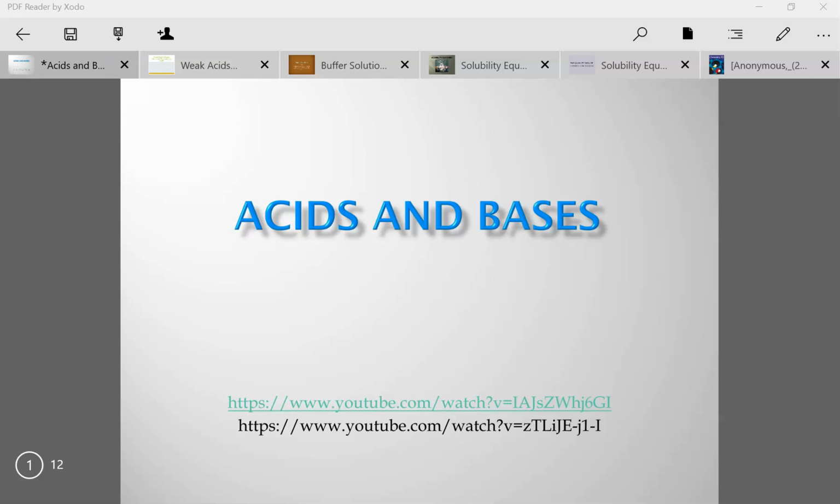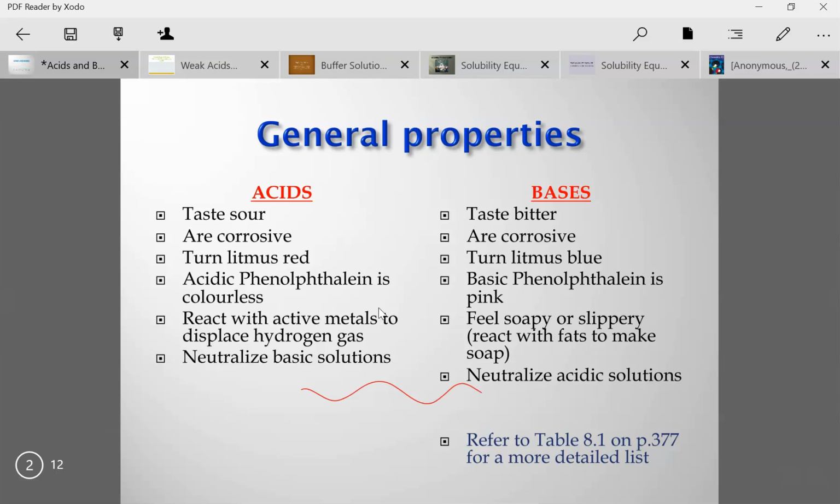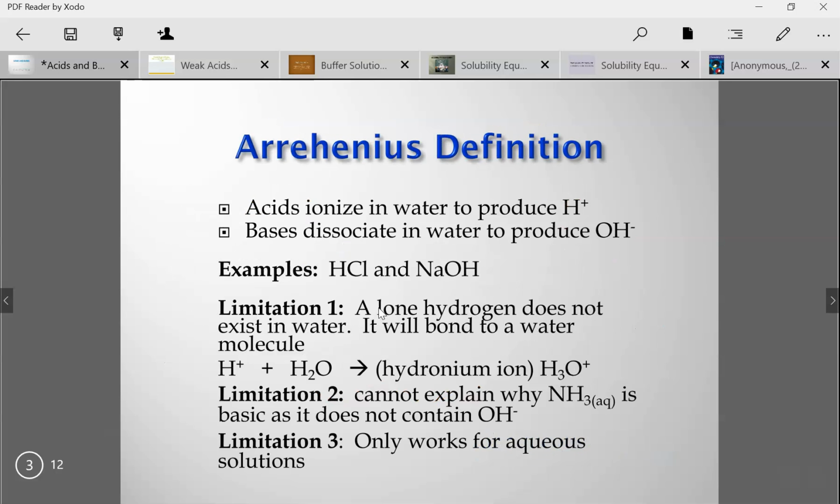This is the review video for acids and bases, and we'll get right into it. There's a couple of things that are grade 10, basically easy stuff. Acids taste sour, they turn litmus paper red, they neutralize basic solutions. Bases taste bitter, turn litmus paper blue, and feel soapy or slippery. So yeah, that's quickly done.